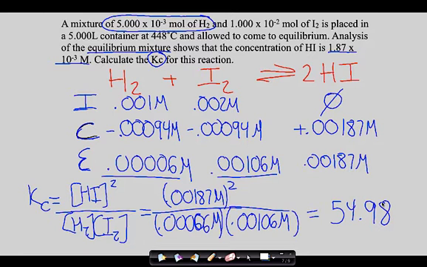One of the tricky things is look out for the stoichiometric relationships. It was 1 to 1 to 2, and we have to respect that when we're talking about our change factors. You good? Because this gets crazier. This was the pretty one. You ready for the crazy one?